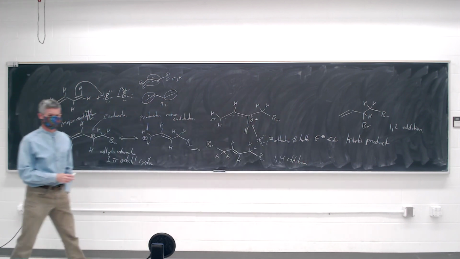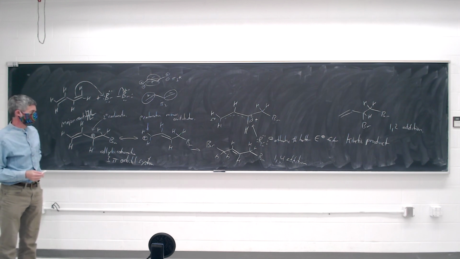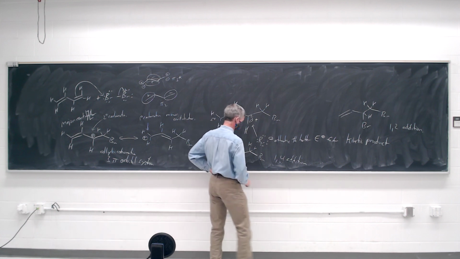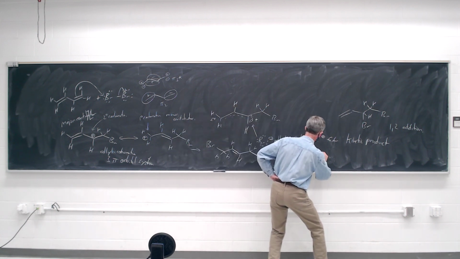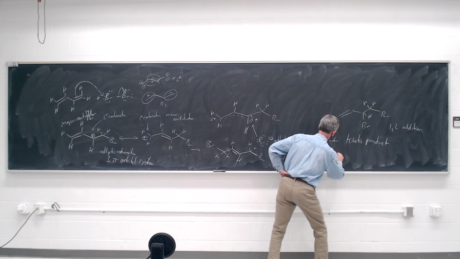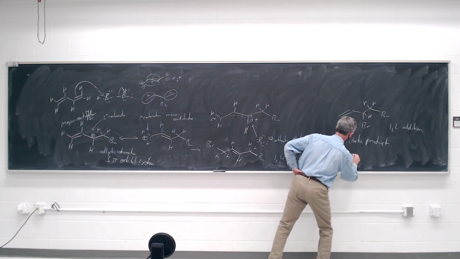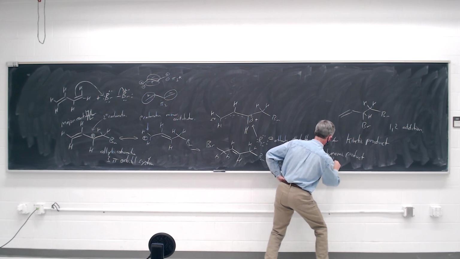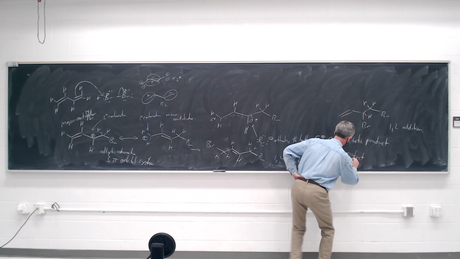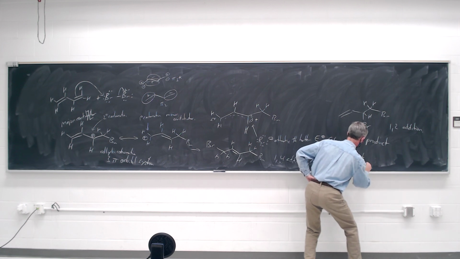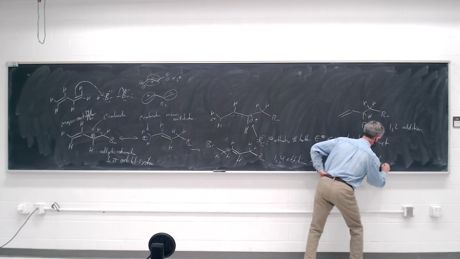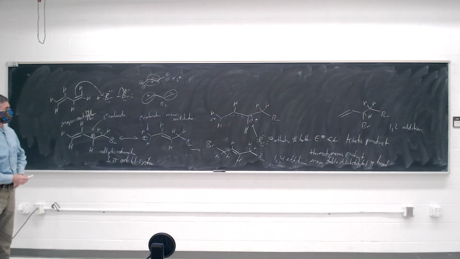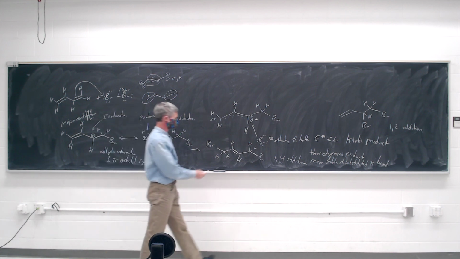Which one's more stable? The product of 1,2 addition or the product of 1,4 addition? Product 1,4. This is the more substituted bond. That's the thermodynamic product. More stable disubstituted type bond. So if you add bromine across this, you're going to get a mixture of 1,2 and 1,4 addition.